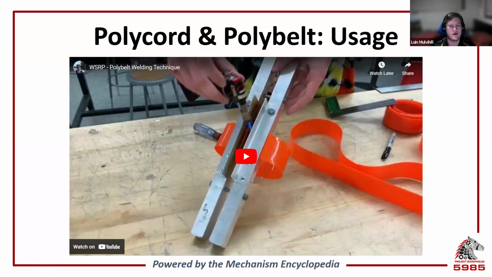Here's a video example from Wild Stang Robotics program, so FRC teams 111 and 112, on how they join their polybelt together.